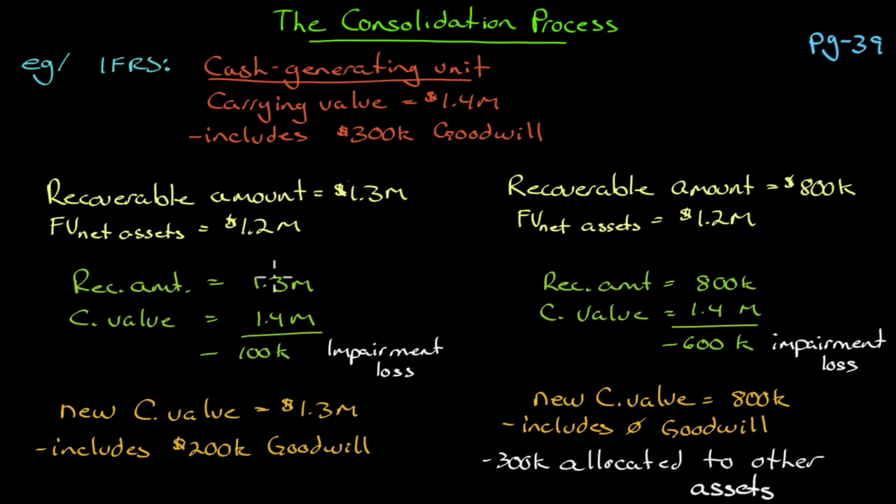So let's see what the impairment loss is here. We just compare the recoverable amount, it says 1.3, with the carrying value, it's 1.4, negative 100. There's our impairment loss. So the new carrying value is now 1.3, not 1.4, and includes $200,000 of goodwill. That, I think, is fairly straightforward. Let's go over here to $800,000. The recoverable amount is $800,000. The carrying value of the assets is 1.4. We have negative $600K. That's our impairment loss. The new carrying value of the cash-generating unit is $800,000, includes 0 of goodwill. The other $300,000 is allocated to other units.